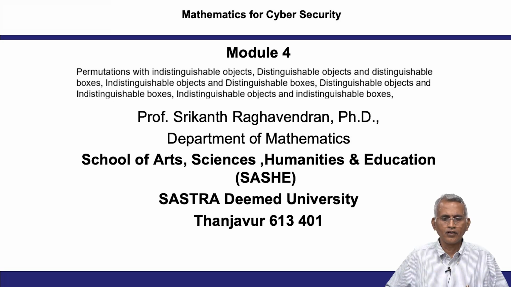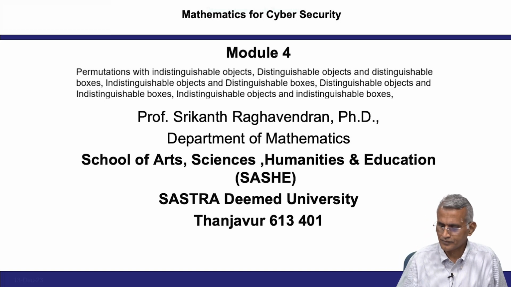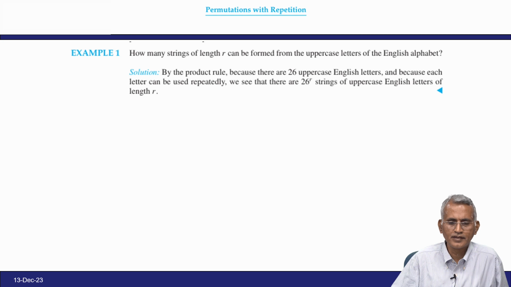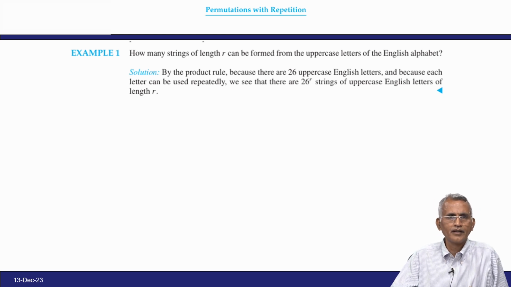So, in continuation of permutation, we have permutation with repetition. In this topic, we have to discuss some examples: how many strings of length r can be formed from the uppercase letters of the English alphabet?